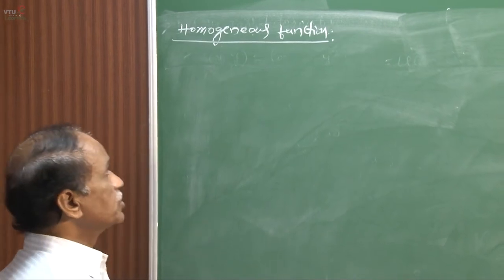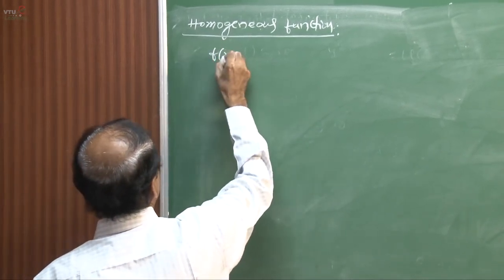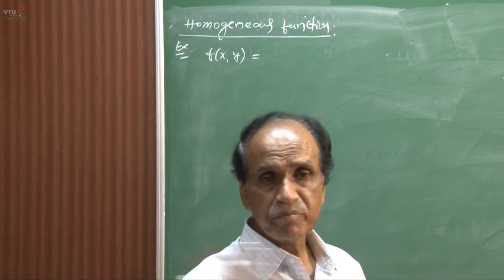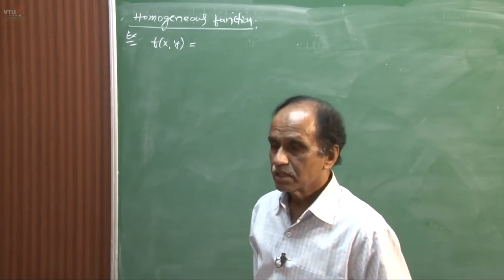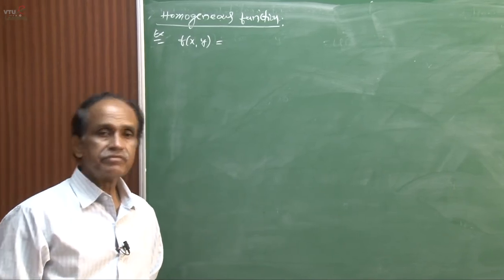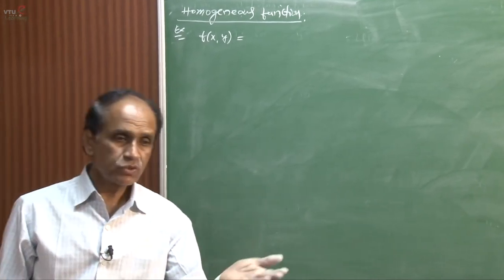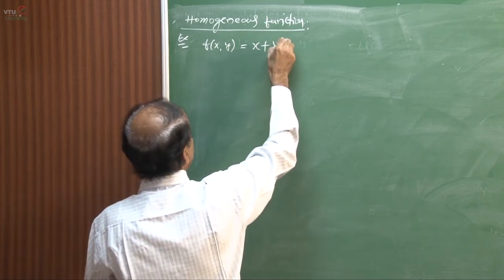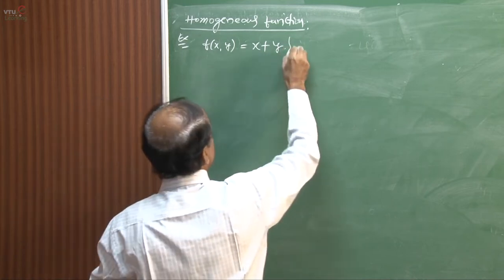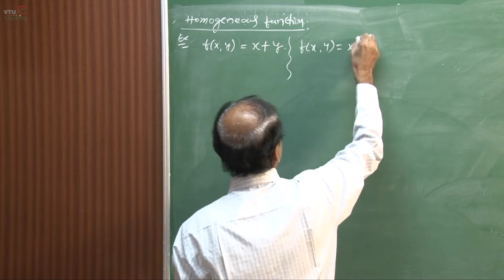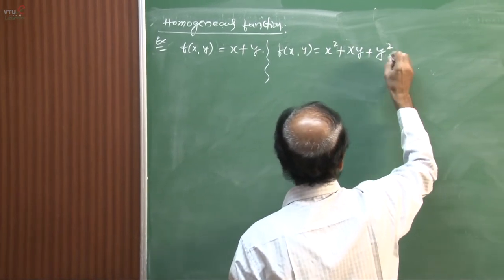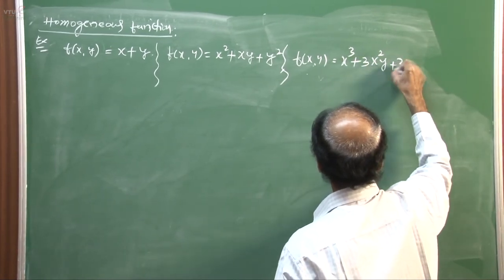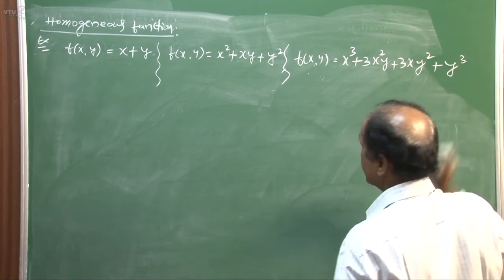Okay, what is the meaning of this homogeneous function? For example, f of x comma y. Homo means same. If you take heights of the people, if it is the same, then we will call it homogeneous. And if you take the weights of the students, if you coincidentally get one student with some other student whose weight is the same, we call it homogeneous. But in the form of an equation, we will call it like this: f of x, y is equal to x plus y. Then f of x, y is equal to x square plus xy plus y square, and f of x comma y is equal to x cube plus 3 x square y plus 3 x y square plus y cube.